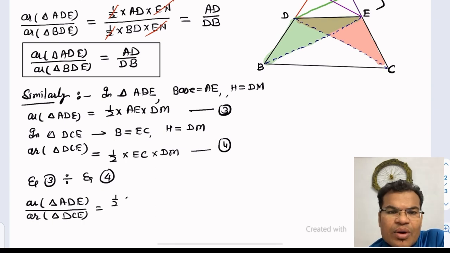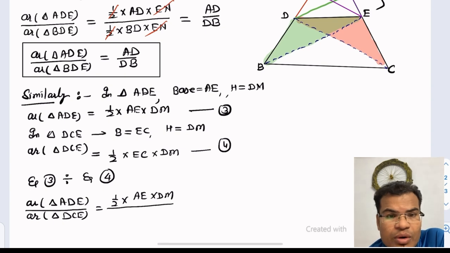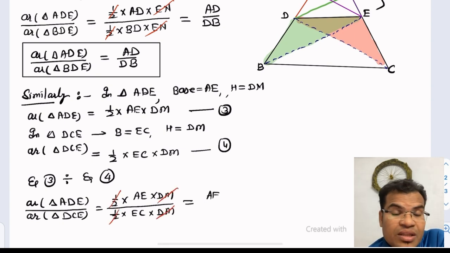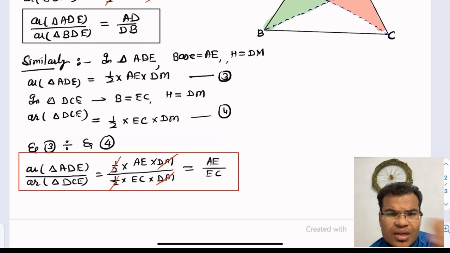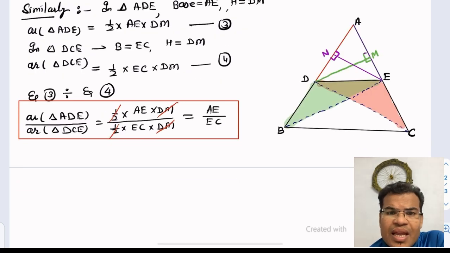On the right hand side I will write 1 by 2 AE into DM. This is the right hand side of equation number 3. Equation number 3 upon equation number 4 gives 1 by 2 EC into DM. Now 1 by 2 cancels, DM cancels, as we have done in the previous step also. So AE upon EC. Now I will make a box here and you can understand that the right hand side is equal, AE upon EC, which is what we want, but the left hand side is not equal. If the left hand side were equal, then the right hand side would also be equal.